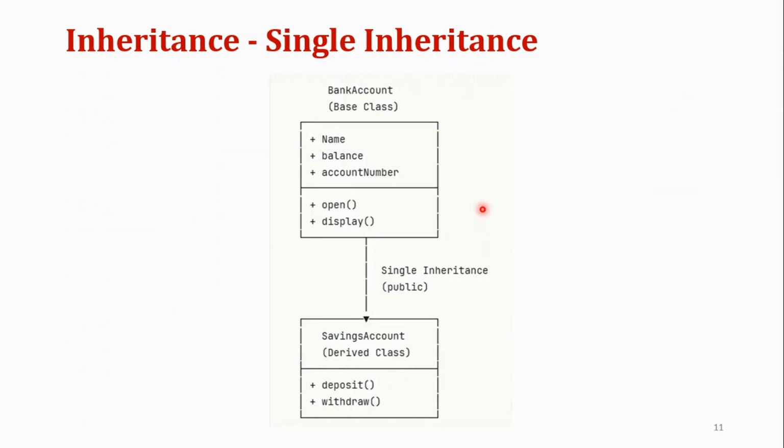A good example is bank account as the base class, and savings as the derived class. So savings account is inherited from the bank account. The customer name, balance, and account number can be used in the derived class. In single inheritance, you have to inherit in public. This is actually a class UML diagram. So plus is public, actually. Okay.